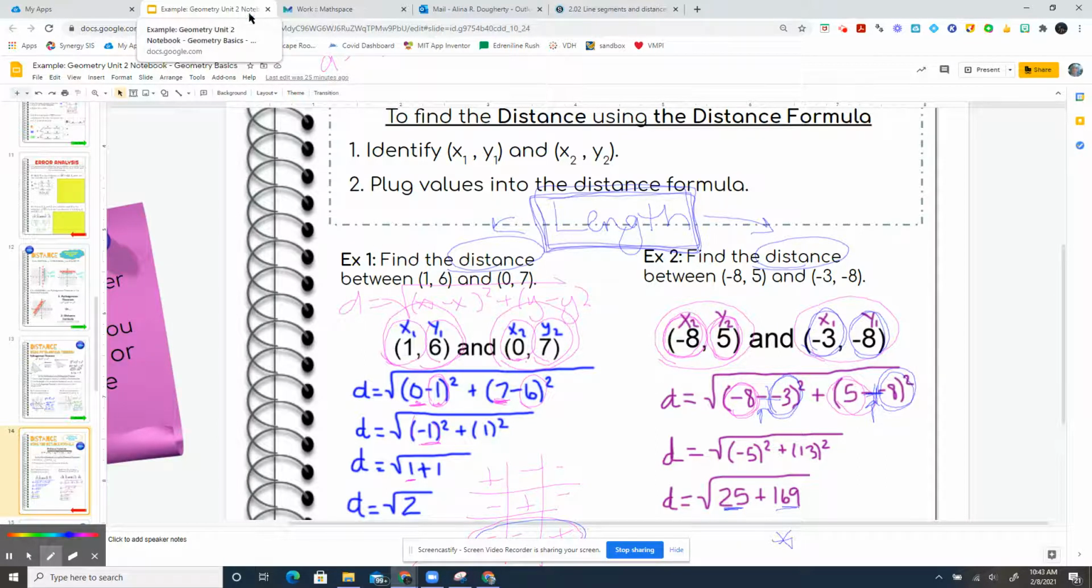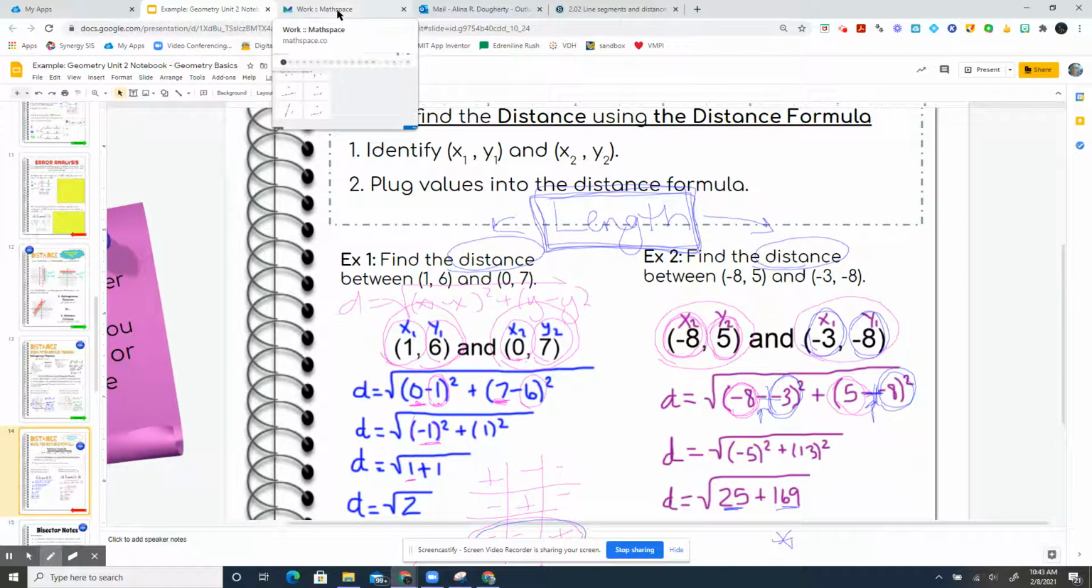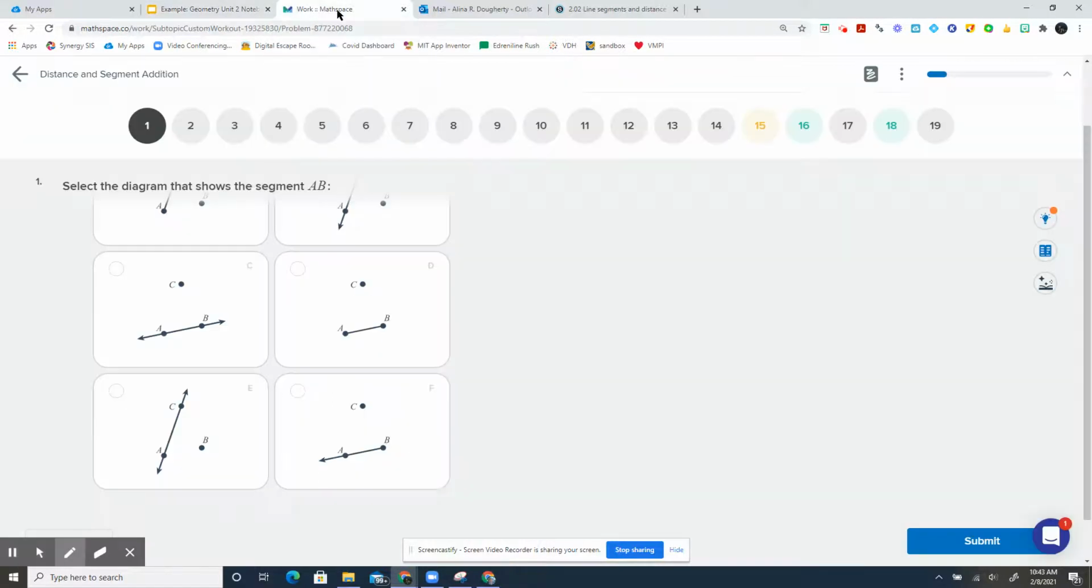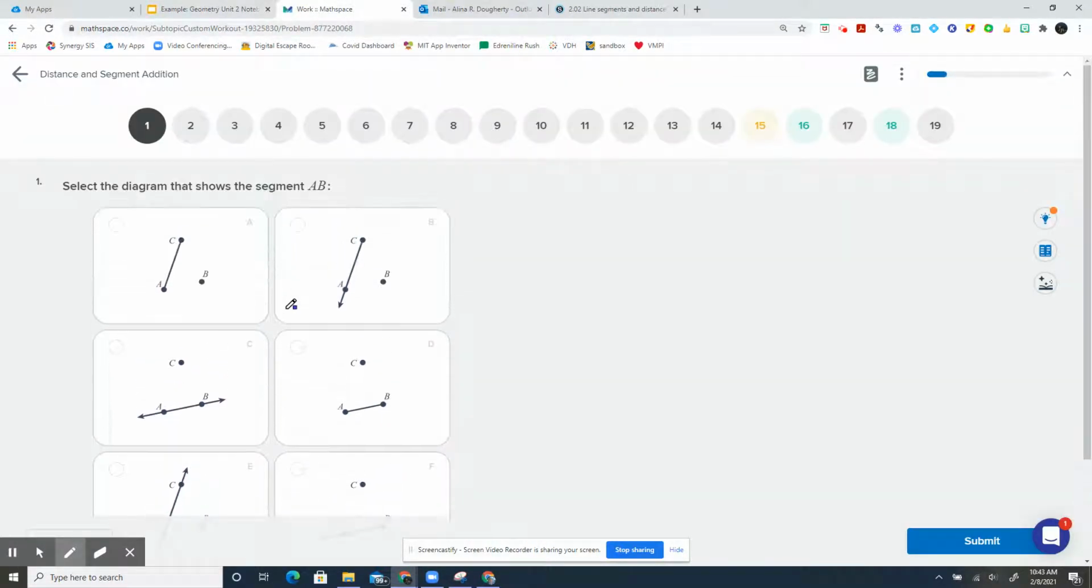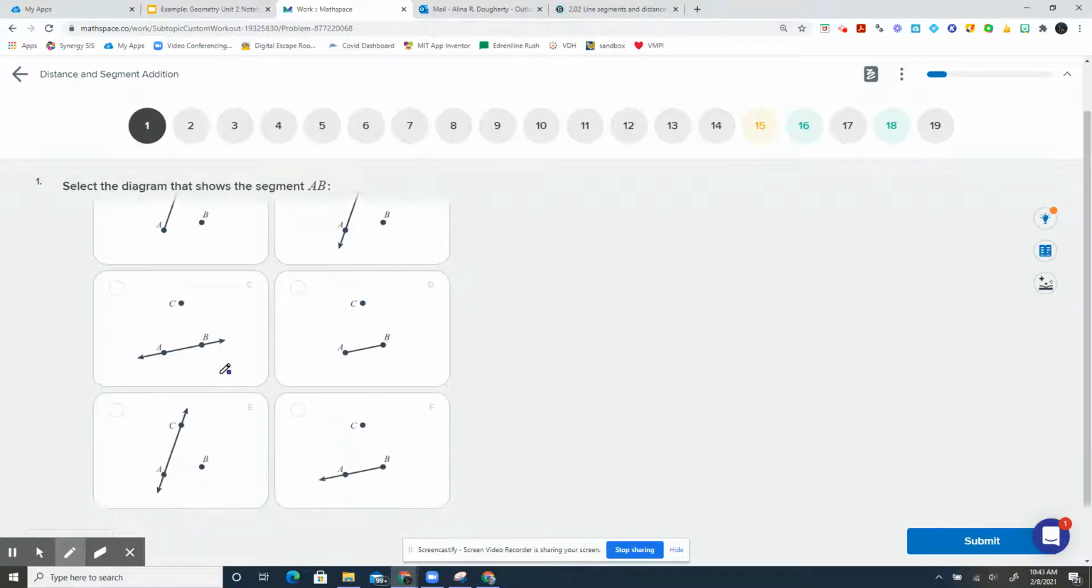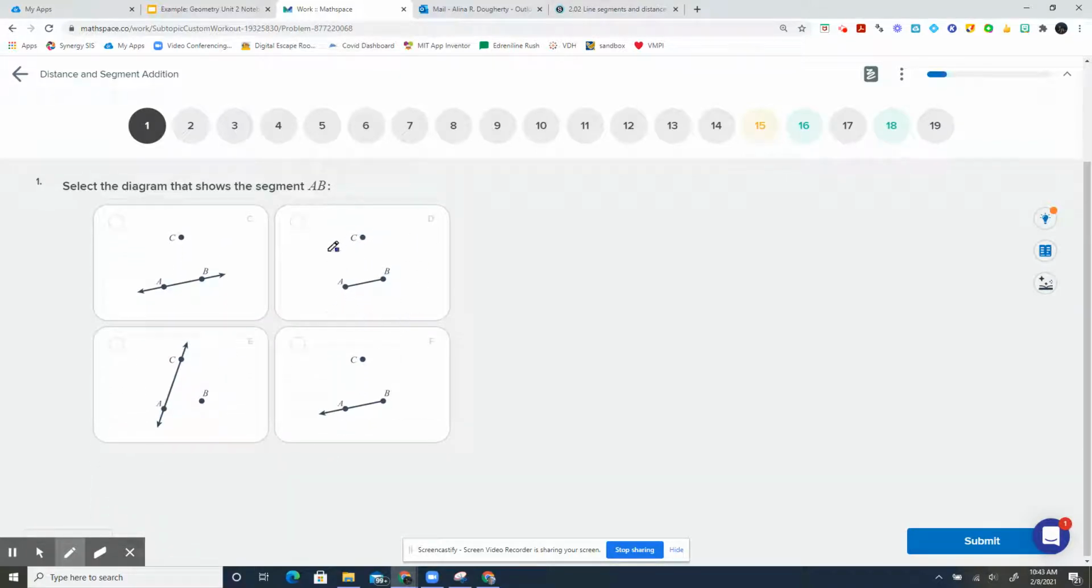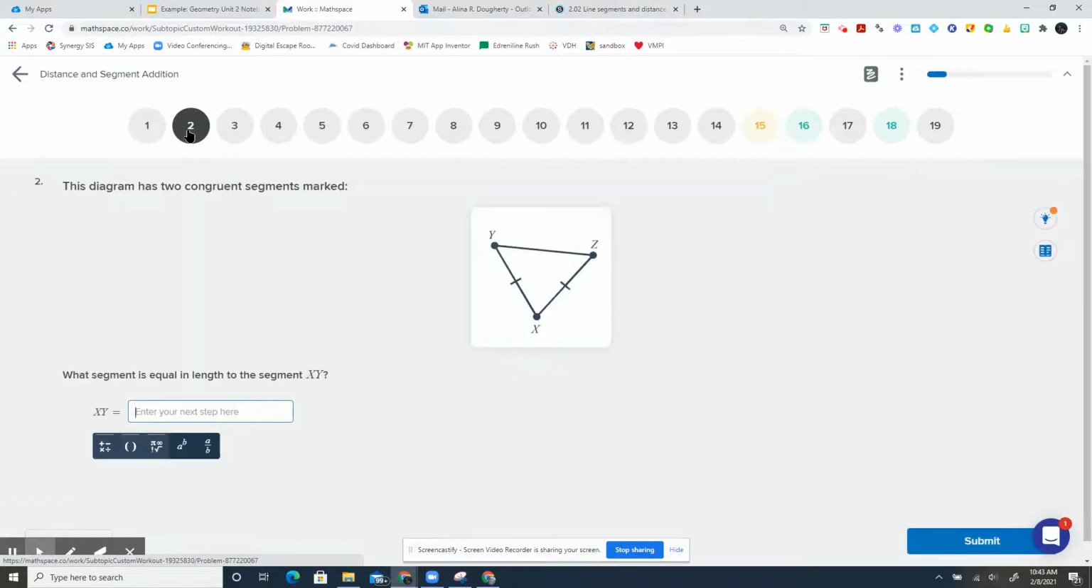Okay? So navigate with me over to Math Space. If you want to pause me, you can do that. And we're going to start with number 1. Select the diagram that shows segment AB. Well, remember, segments have 2 endpoints. So this is segment AC. This is ray CA. This is line AB. This, my friends, is segment AB. And then ray BA and line AC. So make sure you're finding the segment and the 2 correct ordered pairs. That should be a pretty easy question. I like it when they start off easy.